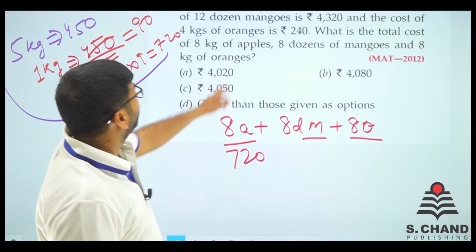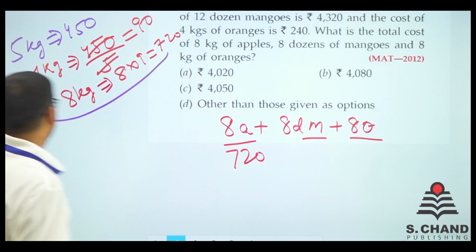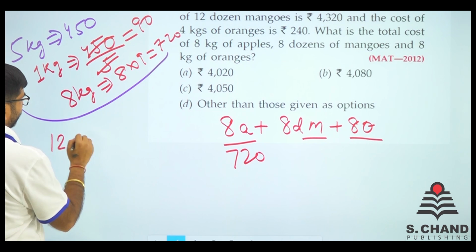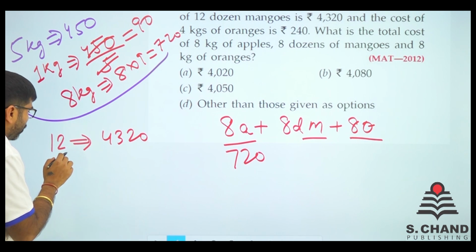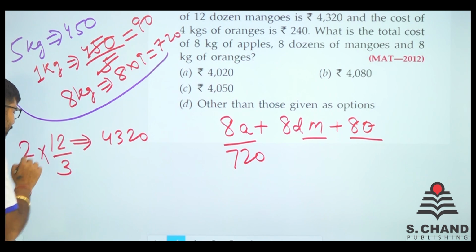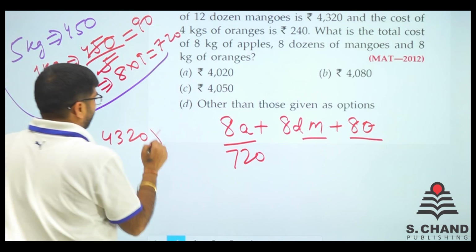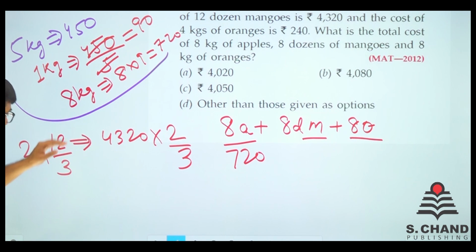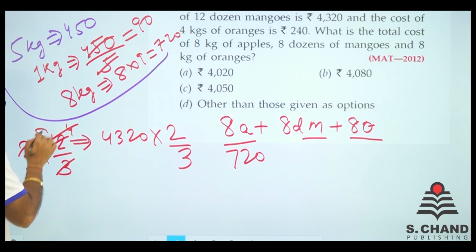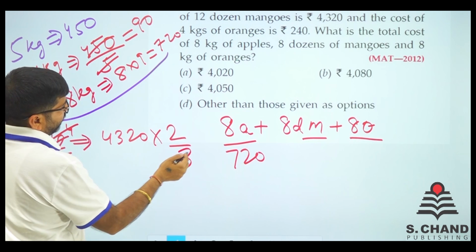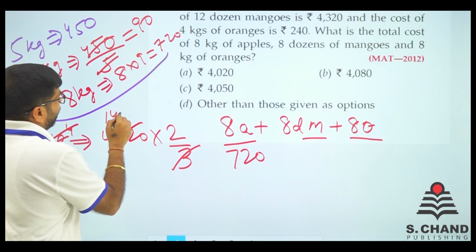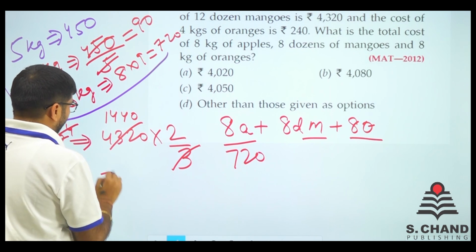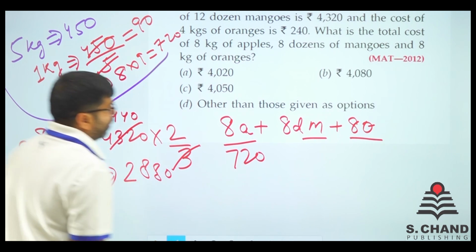Now dozens. We have 12 dozens in 4320. Now, we divide this by 3 and multiply it by 2. Why did I do that? 12 by 3 is 4, 4 into 2 is 8. So in the similar way, we'll do the same for the price. 4320 by 3 is 1440, and 1440 into 2 is 2880.